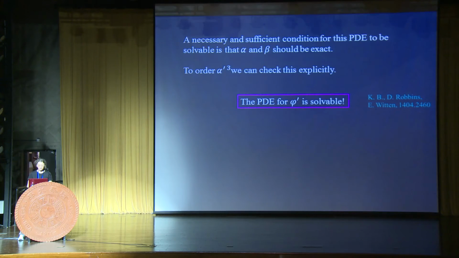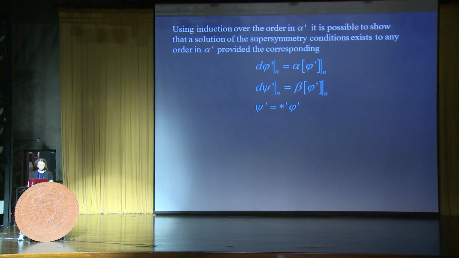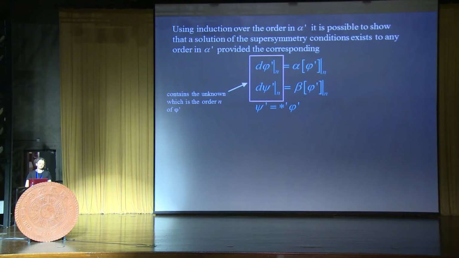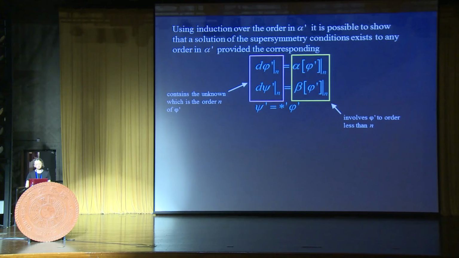Now, moving on to all orders in alpha prime, it's basically more of the same stuff. In that case, we can set up a proof by induction over the order in alpha prime. So again, we look at the order alpha prime to the n of the gravitino variation. The left-hand side contains our unknown, which is the order n of phi prime. There are some forms alpha and beta, which involve phi prime only to an order less than n, so to say the sources.